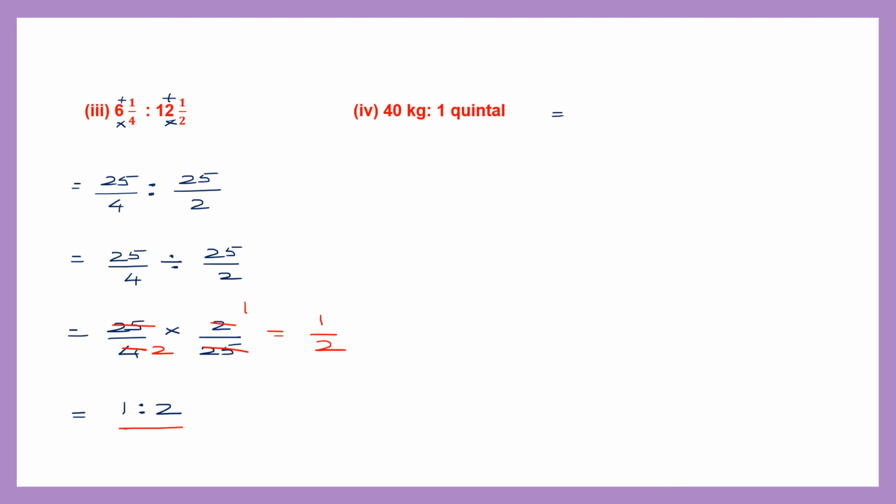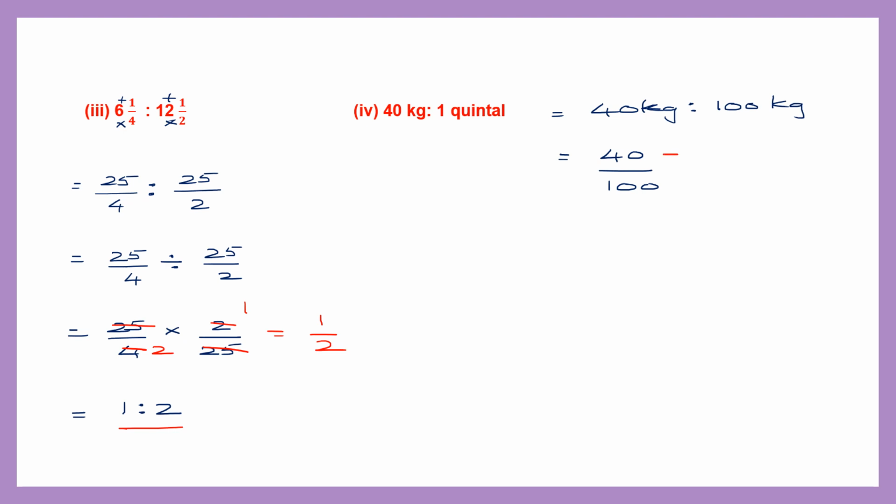So let's write this question. 40 kg is to, now 1 quintal is equal to 100 kgs. So here let's write 100 kg. So 40 is to 100. So now let's write that as a fraction, 40 by 100. When you write as a ratio, you need not write the units.